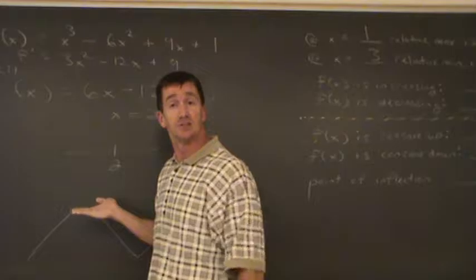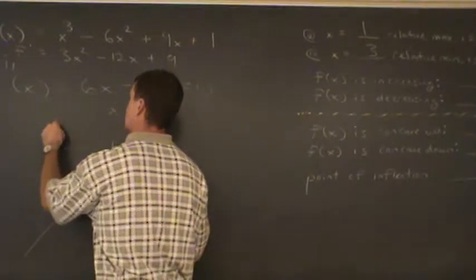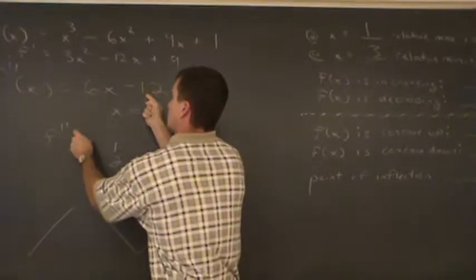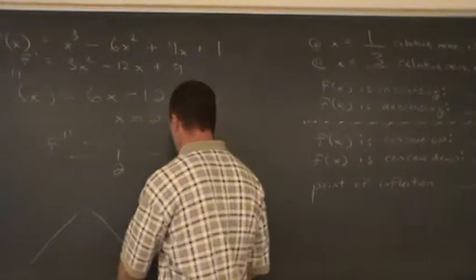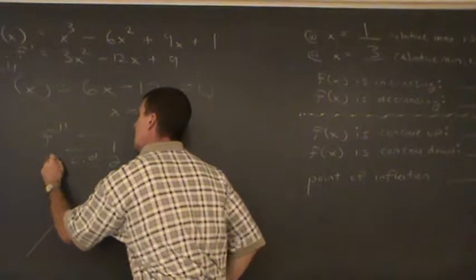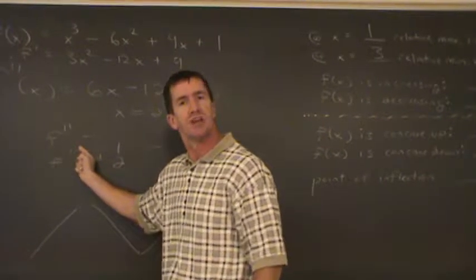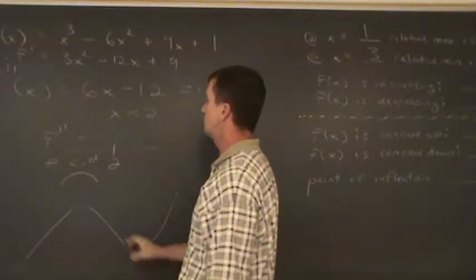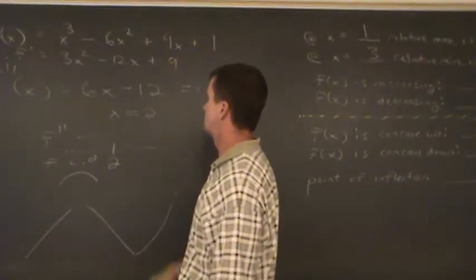So I'm going to pick some test values again. A number less than 2, how about 0? I test 0 in the second derivative and I get a negative second derivative. That means the function is concave down, I'm going to put CD here. F will be concave down when the second derivative is negative. It means the function is somewhat like this on that interval, or takes on those characteristics.